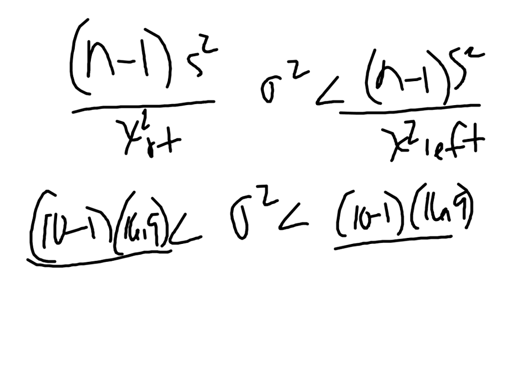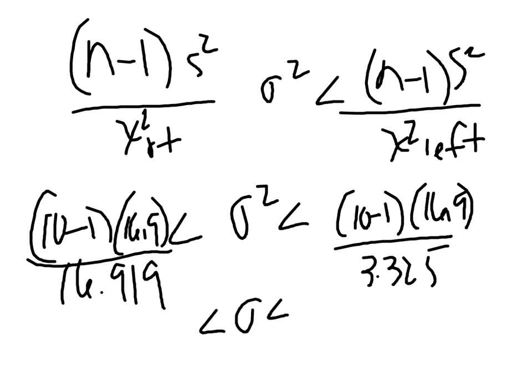For chi-squared right and left, they've got those backwards in the table, but they didn't put them backwards in the formula: 16.919 and 3.325. Taking the book's word for the math, they end up with a variance between 8.99 and 45.74.